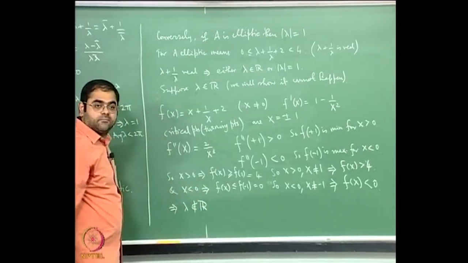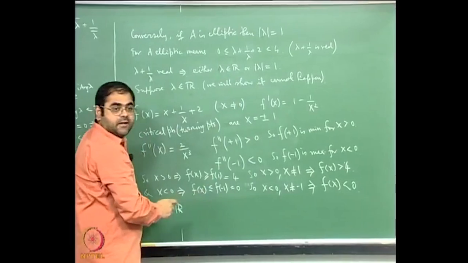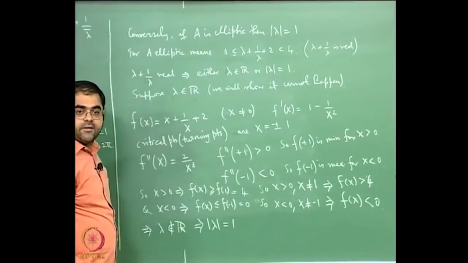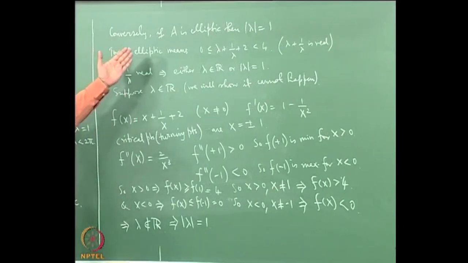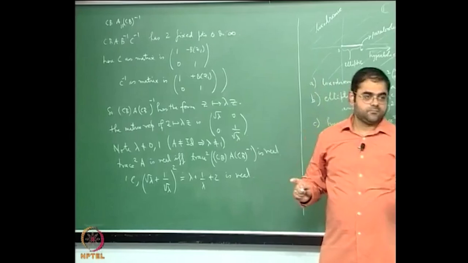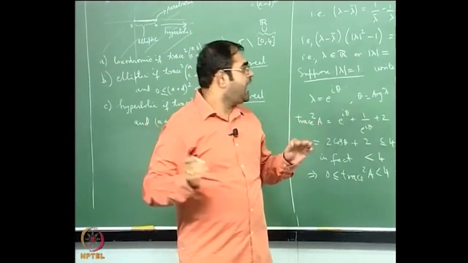So lambda cannot be real, the other case will be that mod lambda has to be 1. So what we get is that the transformation is elliptic if and only if, after conjugation to make it into the form z going to lambda z, mod lambda is equal to 1. So mod lambda equal to 1 is the condition for it to be elliptic, alright.